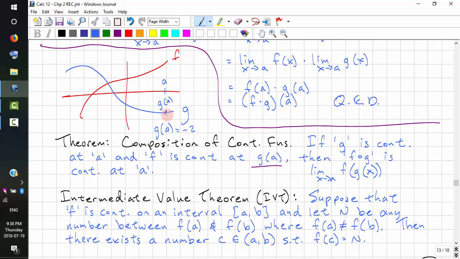Now we're just going to estimate. This is negative 1.5. So now we're at negative 1.5. So that's our answer. Okay, so that's why f is continuous at g of a. And then this is f of g of a.